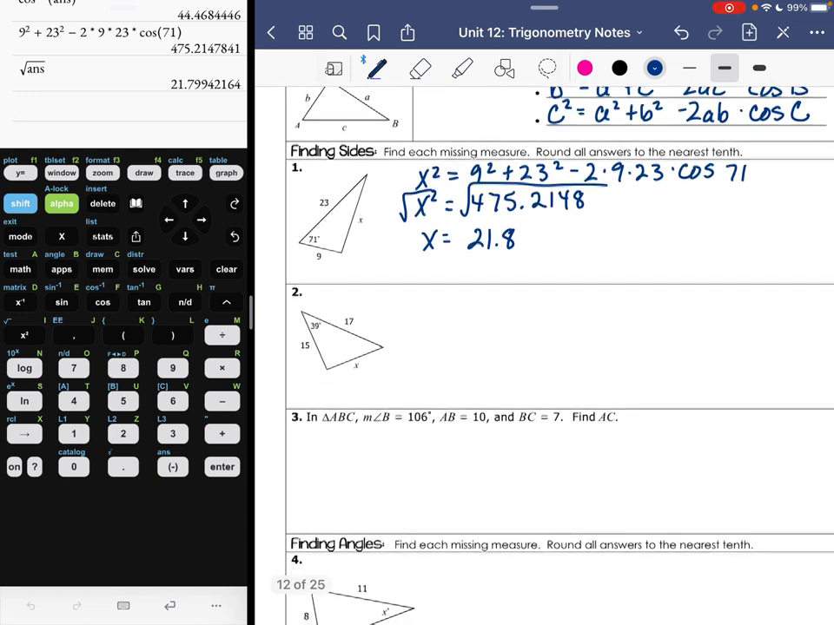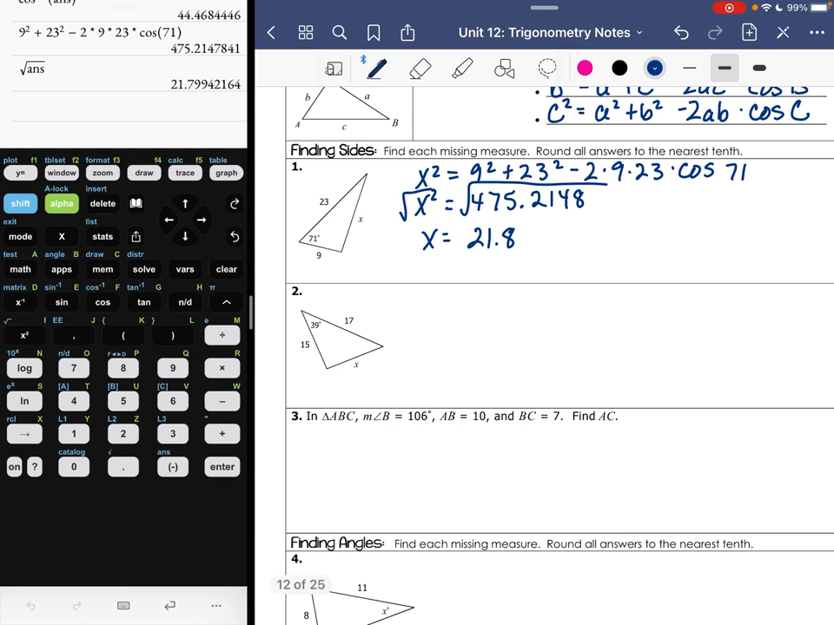All right, for the next one, we have the same setup. X is across from 39. We know 15, we know 17. We're trying to find X. So we're going to do X squared equals 15 squared plus 17 squared minus 2 times 15 times 17 times the cosine of 39. All of that business goes in your calculator.